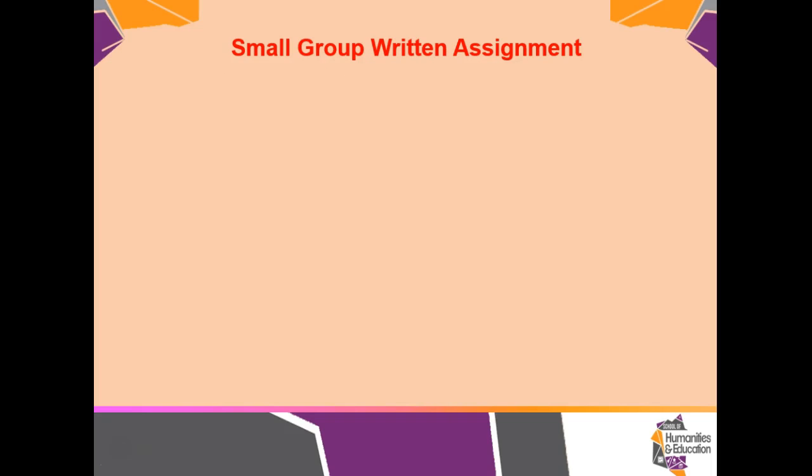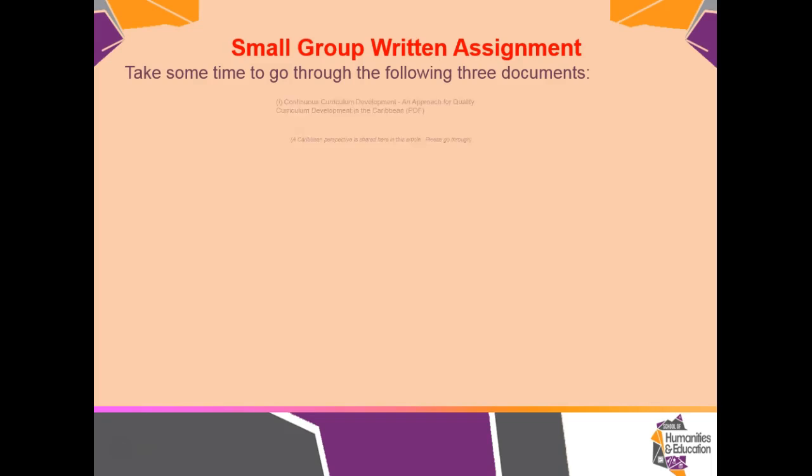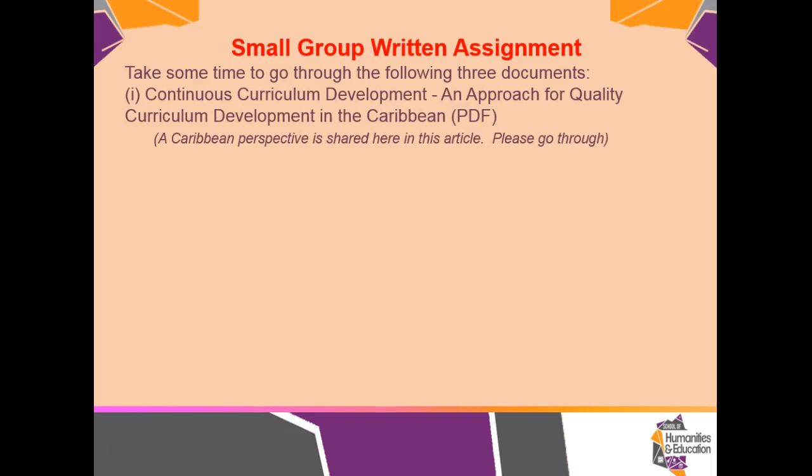We have a small group written assignment. This is an assignment that is to be done by the small groups, so the 8 different groups here. Take some time to go through the following 3 documents. These documents are on the Moodle platform, and they are also identified in the lecture notes. The 3 documents are Continuous Curriculum Development and Approach for Quality Curriculum Development in the Caribbean. It's a PDF document where we're going to see the Caribbean perspective being shared in this article. I wanted you to go through that.